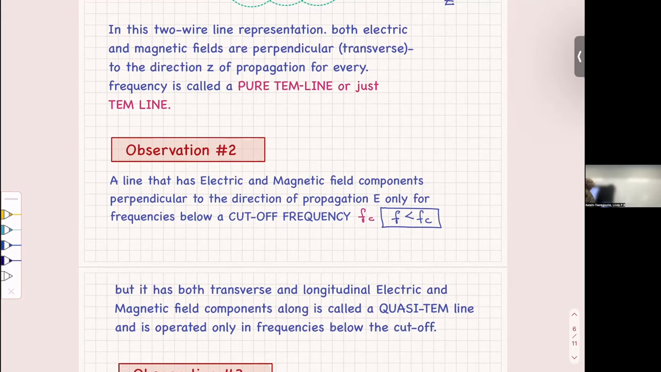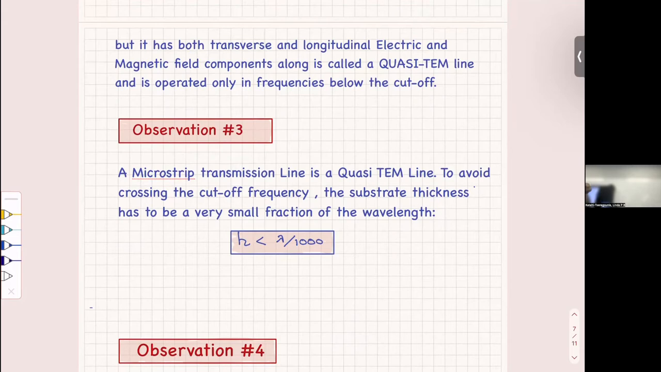Because these lines, like microstrip, strip line, and so forth, are not pure TEM lines, meaning they are only TEM for a frequency range, we call them quasi-TEM. All right, so you will hear that term, quasi-TEM lines. And a lot of times we talk about that because we want to be careful. So in a microstrip, when are you sure you're not going to have this quasi-TEM mode?